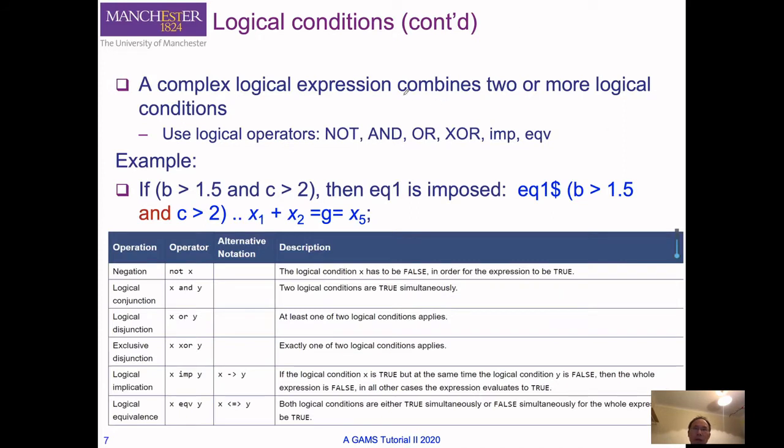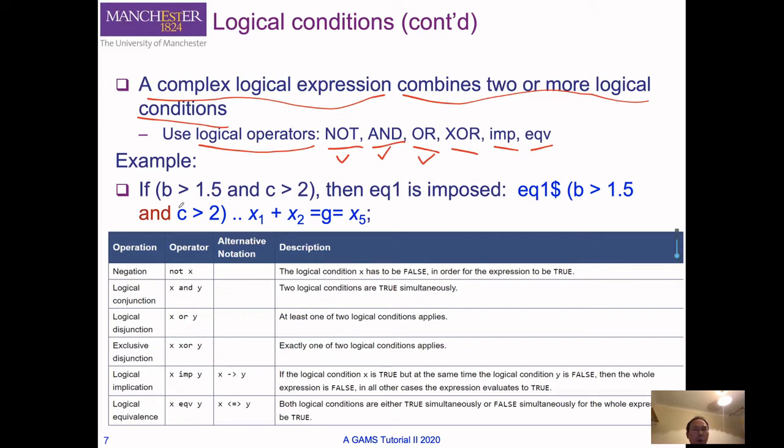We can also combine two or more logical conditions to form a complex logical condition. We can use logical operators to connect those different logical conditions. The logical operators can be not, can be and, can be or, can be xor, can be imp, can be eqv. Usually we use not, and, or logical operators.